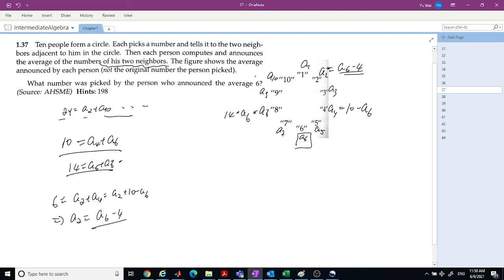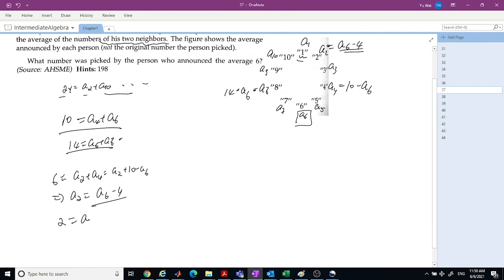Okay. Now A2 is A6 minus 4, so we can take a look at A1. The 2 is equal to A10 plus A6 minus 4. So now we can see A10 is equal to 6 minus A6, right? So A10 is equal to 6 minus A6. Now finally, this is parameterized by A6.